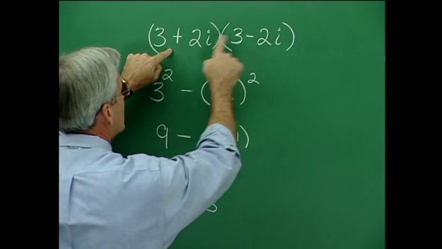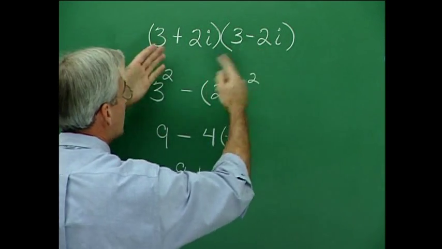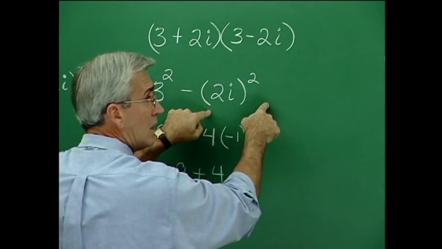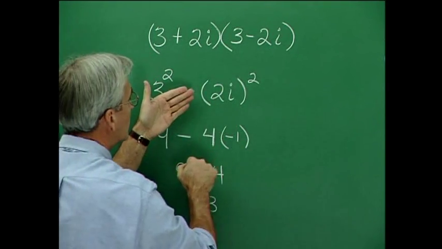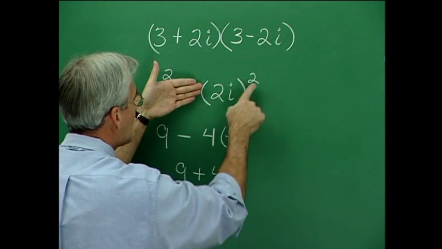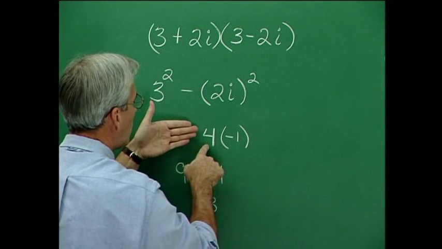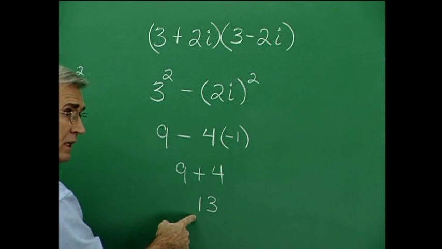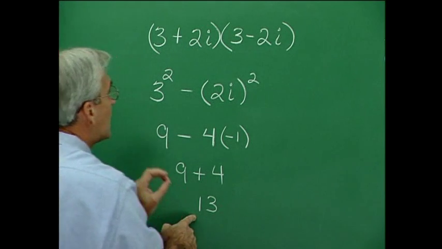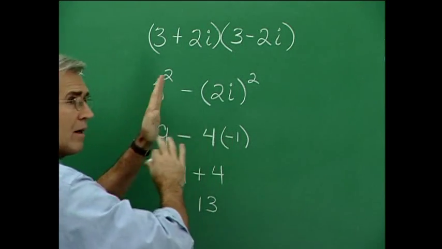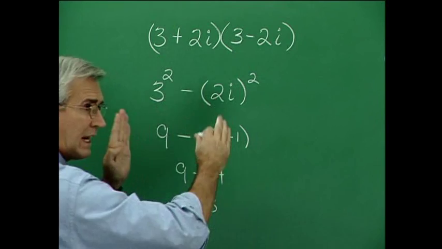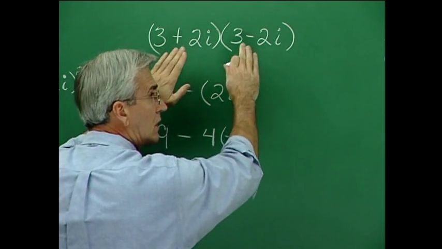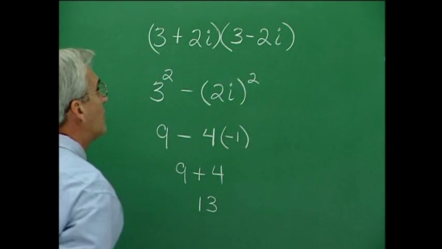We have the sum of terms times the difference of terms, which means we get the difference of squares. So it's the first term up here squared minus the second term squared. Now when we square this second term, 2 squared is 4, i squared is negative 1. So this is 4 times negative 1, so it's plus 4. So 9 and 4, 13. The idea is that we end up getting rid of that imaginary part when we multiply complex conjugates. These are conjugates, they're also complex conjugates.